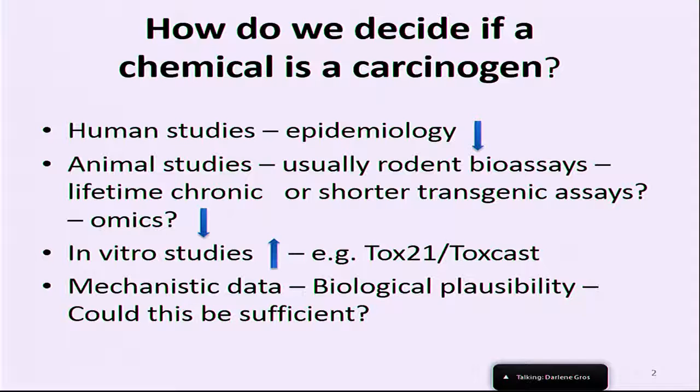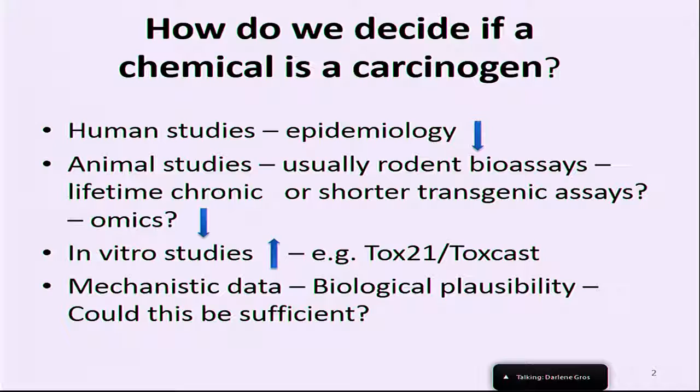So we're also moving to in vitro studies, such as TOX-21 and TOX-CAST, generally replacing animals. And this is generating very large amounts of data on large numbers of chemicals, but interpreting it is difficult. And the very important component now of understanding whether human data, such as biomarkers, is important, or whether animal data is relevant, is the relevance of mechanistic data and how to actually look at this idea of biological plausibility and whether or not mechanistic data alone could be sufficient to determine whether something was a carcinogen or not.